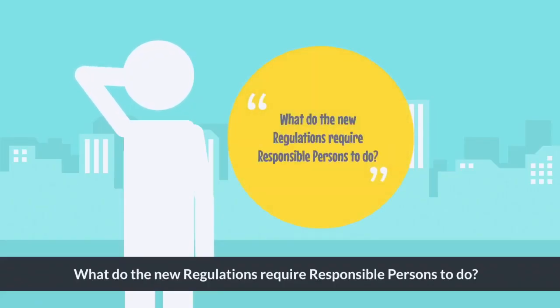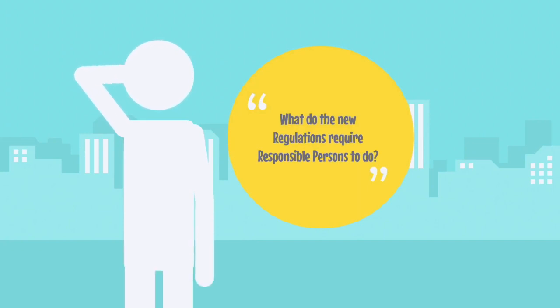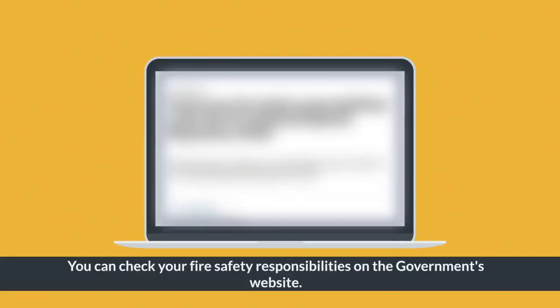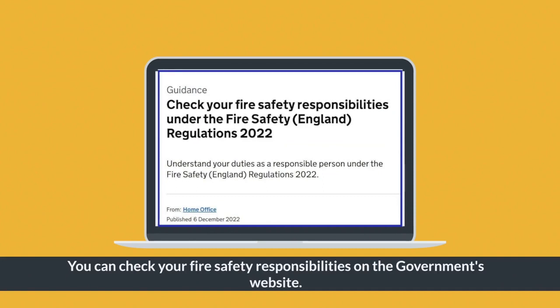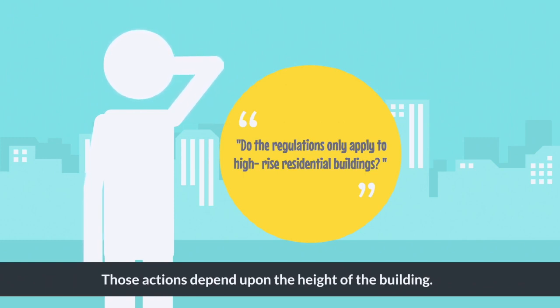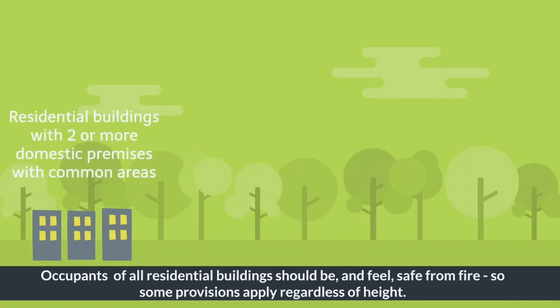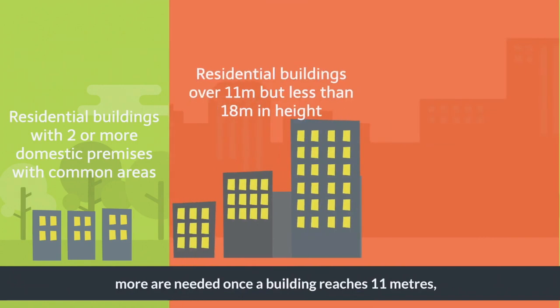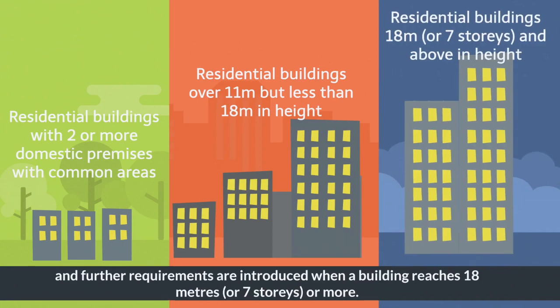What do the new regulations require responsible persons to do? You can check your fire safety responsibilities under the regulations on the government's website. The regulations require responsible persons of multi-occupied residential buildings to take specific actions. Those actions depend upon the height of the building. Occupants of all residential buildings should be, and feel, safe from fire, so some provisions apply regardless of height. More are needed once a building reaches 11 meters. And further requirements are introduced when a building reaches 18 meters, or 7 stories, or more.